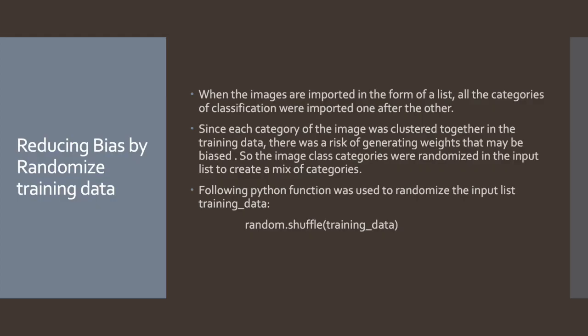Reducing bias by randomized training data. When the testing data was prepared, images of one category were clustered together. This created a risk of bias in our data model. So I shuffled all the categories of images.